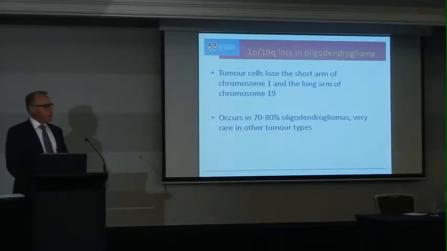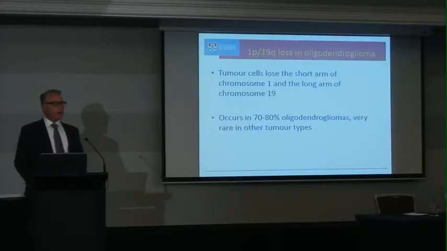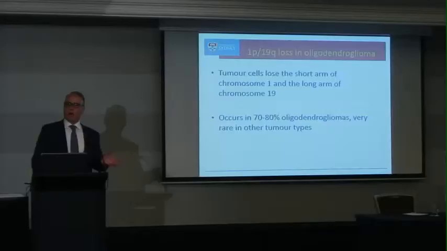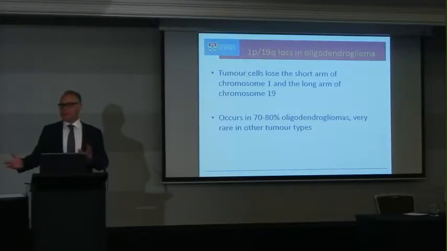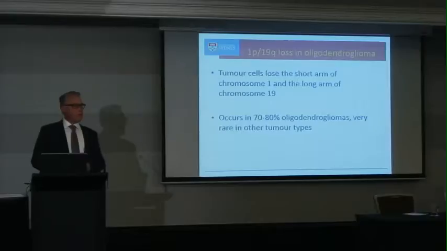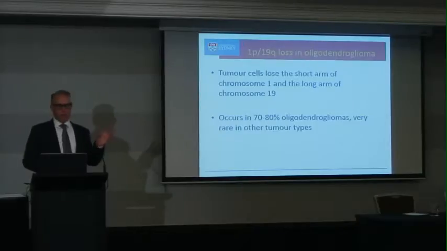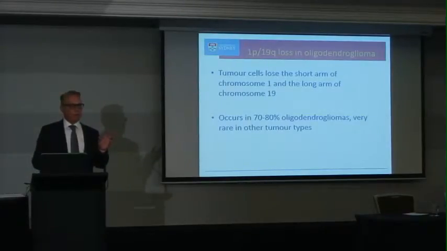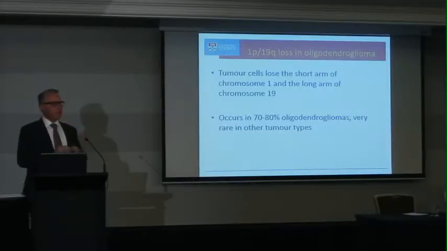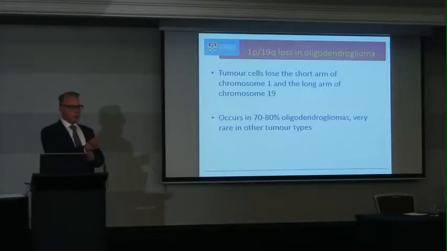This 1p19q loss in oligodendrogliomas has been known for quite some time. Rather than IDH and ATRX, which have all just sort of come out in the last 5 years, it's probably been 15 years that we've known about 1p19q codeletions in oligodendrogliomas. And what it means is that actually the tumours lose the short arm of chromosome 1 and the long arm of chromosome 19. So it's not a specific gene change, it's actually a chromosomal change. There's thousands of genes on the chromosome. And we're not talking about any one gene, we're talking about that whole chromosomal arm.